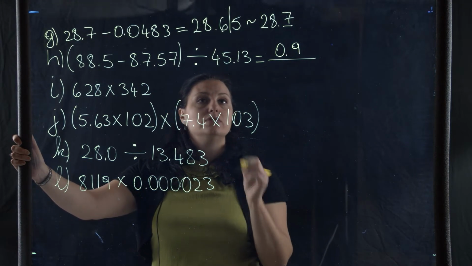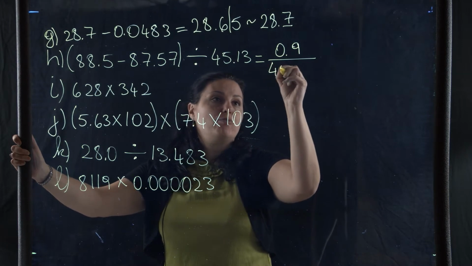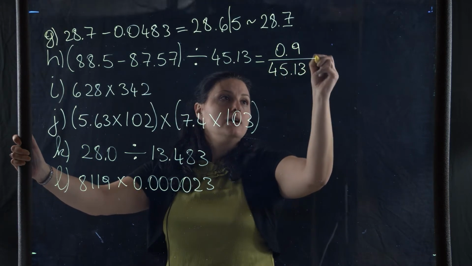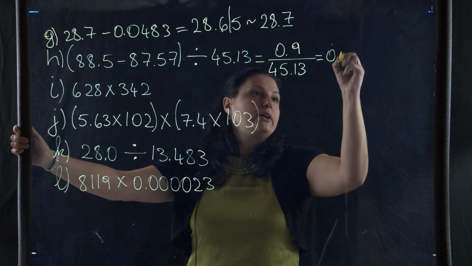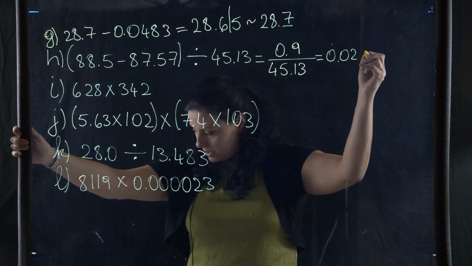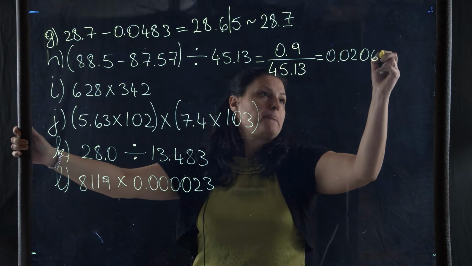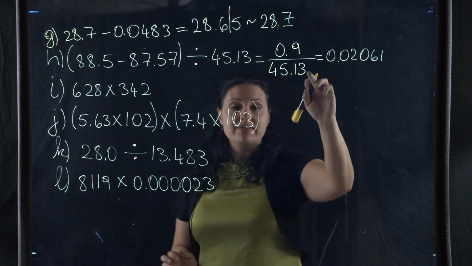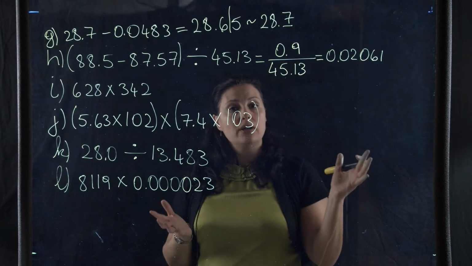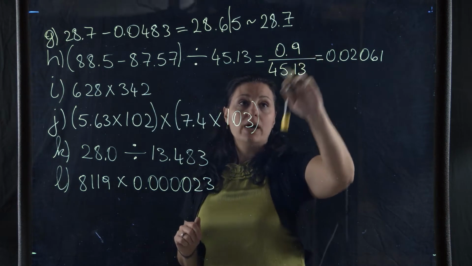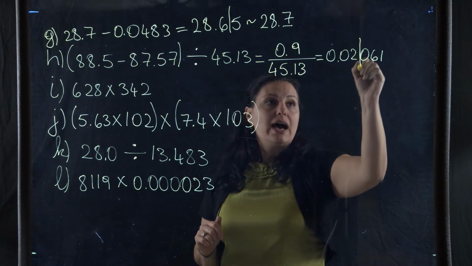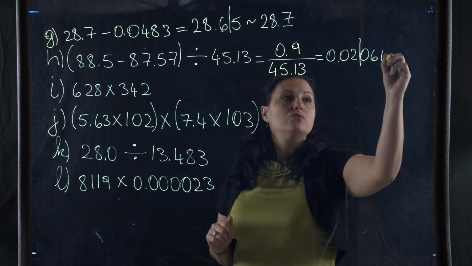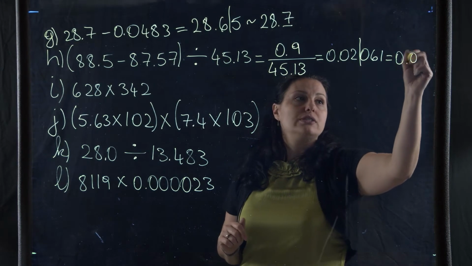And if you divide that by 45.13, that should give you an answer of about 0.026 or 0.061. Okay? But now, because I'm dividing, I look at the total number of significant digits. This has 1 and this has 4, which means that my answer can only have 1. I have to cut it off here, which means that this is equal to 0.02.